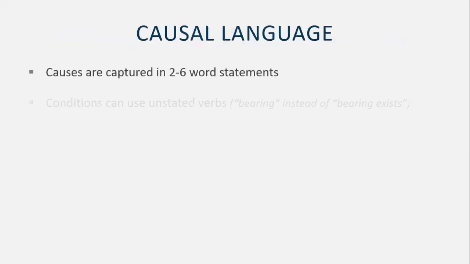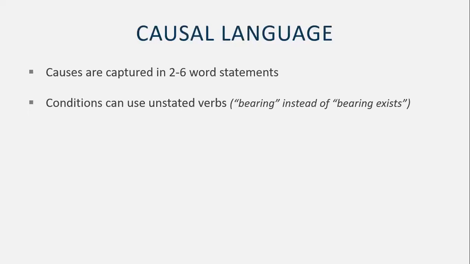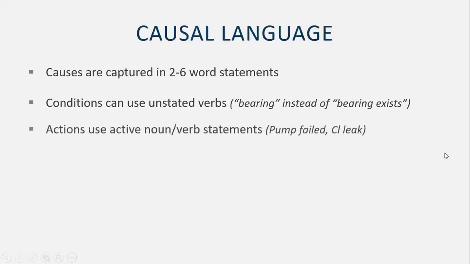So causal language is very important as well. We want to be as specific as we can. Causes are generally going to be captured in 2 to 6 word statements. Conditions can use unstated verbs. As an example, instead of bearing exists, we could just say bearing. Actions use active noun-verb statements, such as the pump failed or the chlorine leaked.